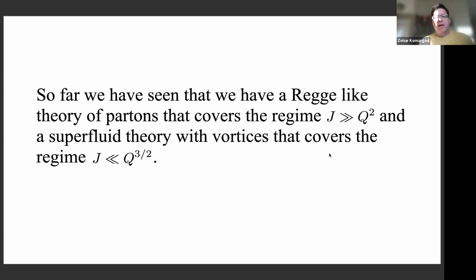So what is the summary? I'll stop for a second now. The summary is that it seems like there is a good guess for very large spin in terms of these partons and Regge theory. And for angular momentum below q to the 3/2, the picture of the ground state of the system is a superfluid, possibly with vortices. And eventually you get a lattice of vortices. And the lattice of vortices should become unstable when you reach the speed of sound. This is the summary of what I said so far.